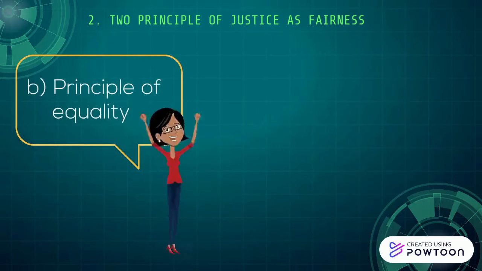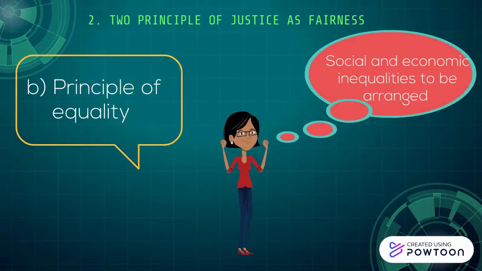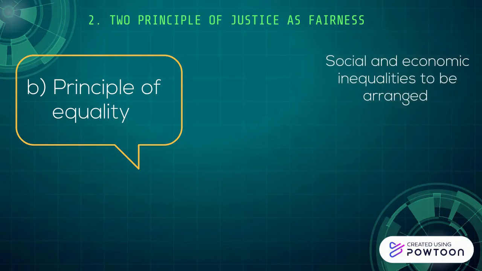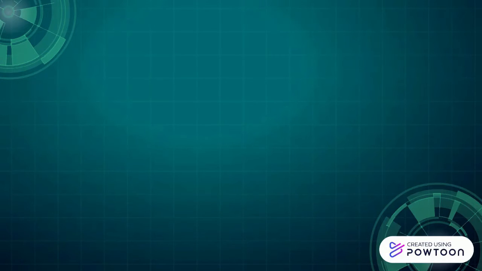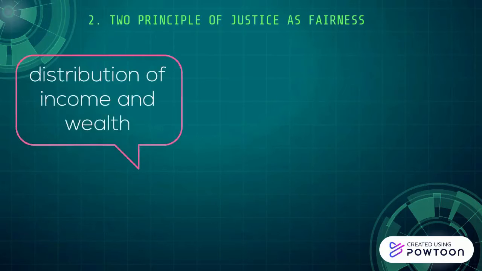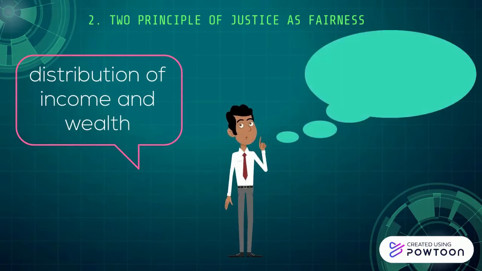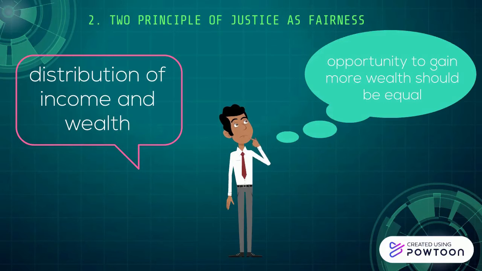The second principle is equality, where Rawls viewed that social and economic inequalities are to be arranged so that everyone with similar ability will be given a fair and equal opportunity to have the same educational and economic opportunity regardless of whether they are born rich or poor. Under the principle of equality, there is also the distribution of income and wealth, where Rawls viewed that the opportunity to gain more wealth than others shall be equally available to all, and the unequal distribution of wealth is justified only if such distribution benefits everyone.